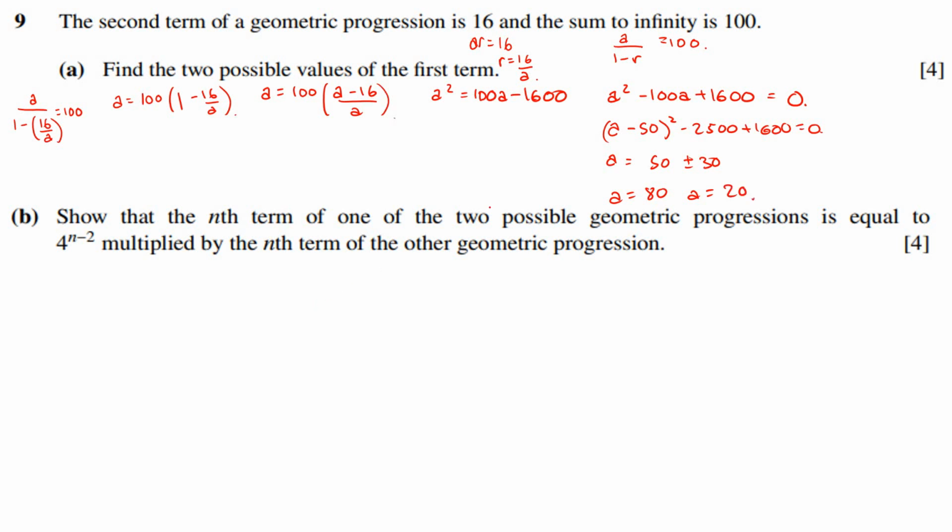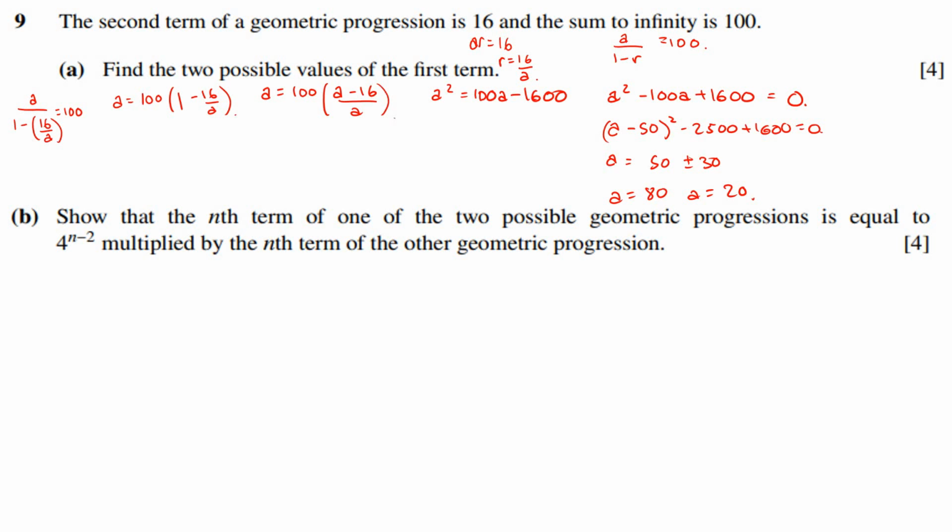Show that the nth term of one of the two possible geometric progressions is equal to 4 raised to the n minus 2 times the other geometric progression. Now, I'm not sure which way around it's going to go, so what I'm going to expect is either that it's going to be 4 to the power of n minus 2 times one of them, which will directly prove it, or I'll use 4 to the power of n minus 2 times the other one, and it will just get it upside down, basically. It will just be the wrong way around.